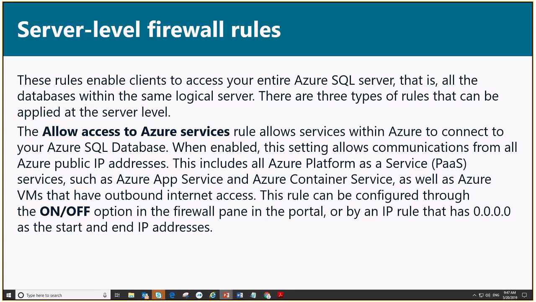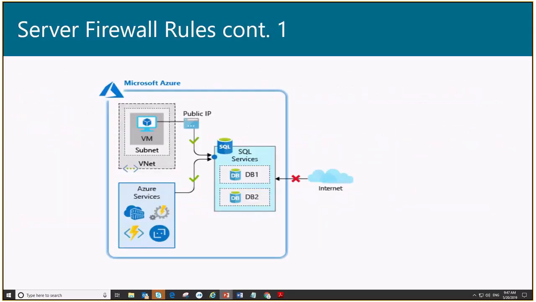So it can be configured through an on-off option, and if you say 0.0.0.0 by IP rule and start and end IP address, which means you're allowing everybody. But if you're in a protection mode, I'm sure you're not going to give 100% everybody access to it. So it's a little bit easier to explain in the public image here.